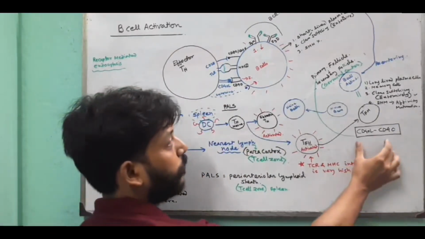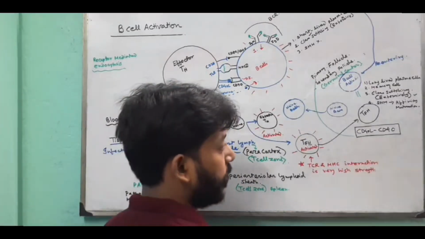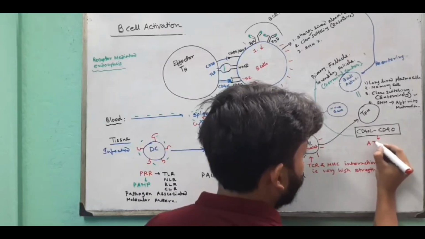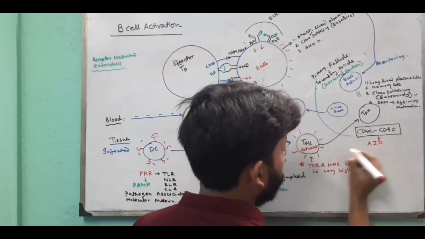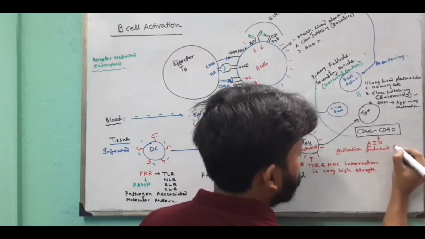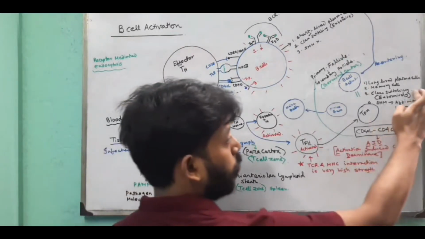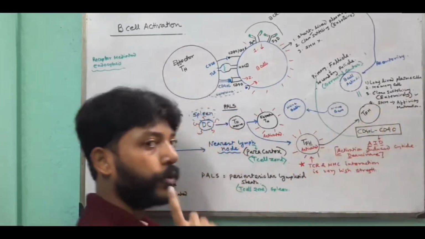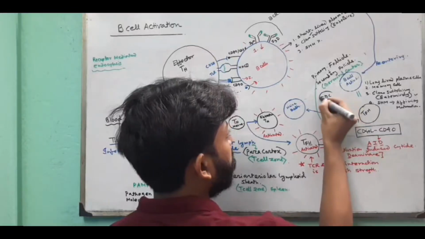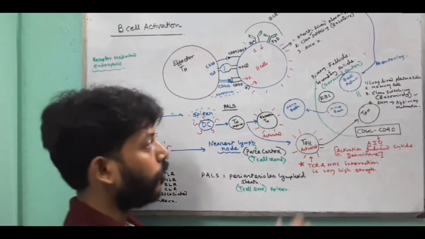Why is it so important for B cell activation? Because for this CD40L and CD40 interaction, one enzyme gets activated, called AID. The full form of AID is activation induced cytidine deaminase, and this enzyme is responsible for extensive class switching and somatic hypermutation. And there is another cell called the follicular dendritic cell. This cell is also present in the follicle and also helps in the formation of the germinal center.